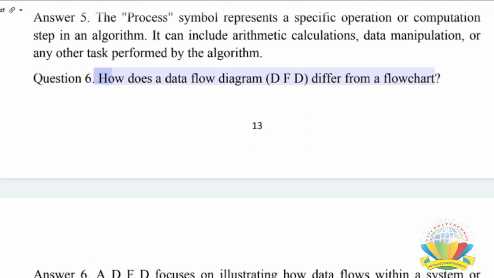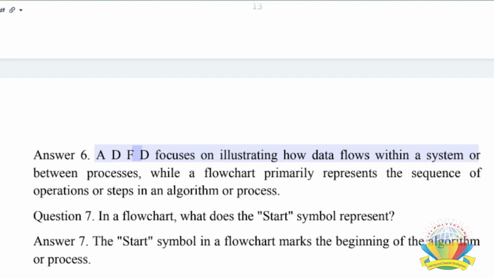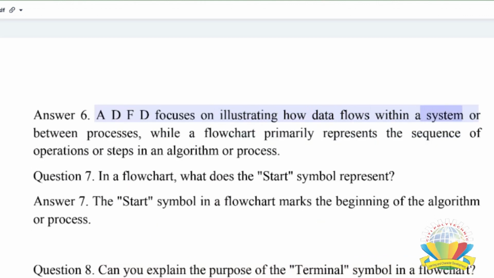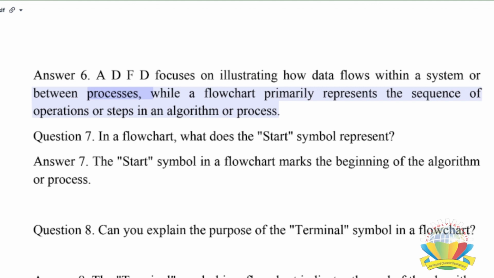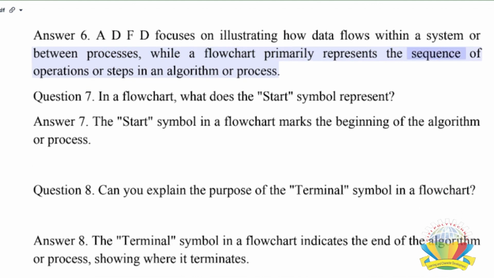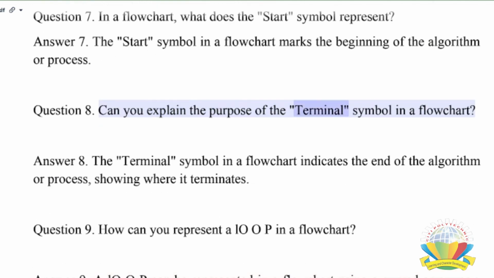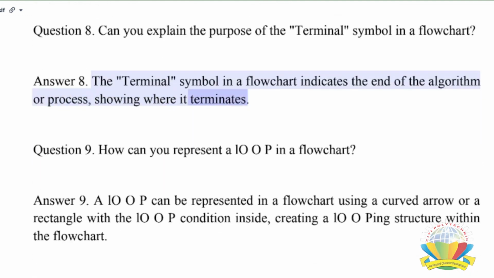Question 6. How does a data flow diagram, DFD, differ from a flowchart? Answer 6. A DFD focuses on illustrating how data flows within a system or between processes, while a flowchart primarily represents the sequence of operations or steps in an algorithm or process. Question 7. In a flowchart, what does the start symbol represent? Answer 7. The start symbol in a flowchart marks the beginning of the algorithm or process. Question 8. Can you explain the purpose of the terminal symbol in a flowchart? Answer 8. The terminal symbol in a flowchart indicates the end of the algorithm or process, showing where it terminates.